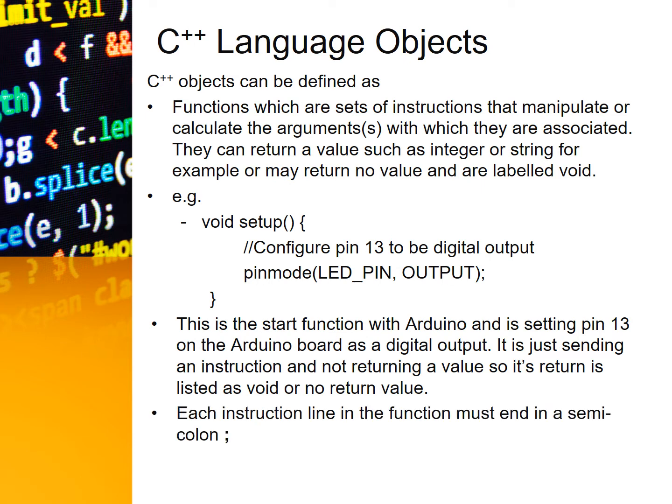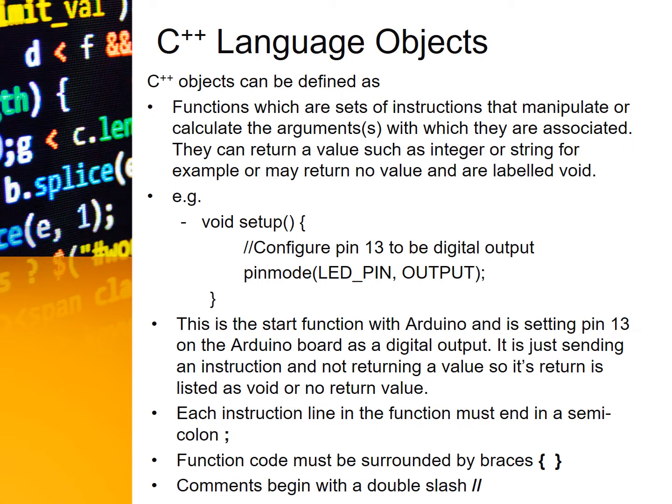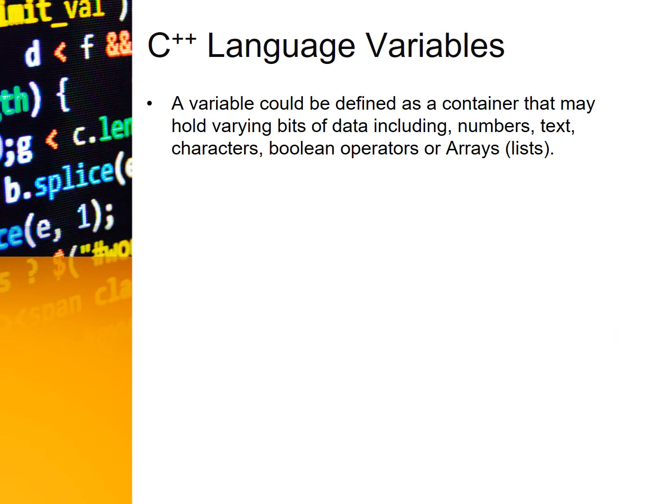Each instruction inside the function must have a semicolon behind it, but comments such as this don't require that semicolon. And functions, as I said, must be surrounded. The instructions or the code in the function need to be surrounded by their braces or curly brackets. Comments, as we said, start with a double slash.